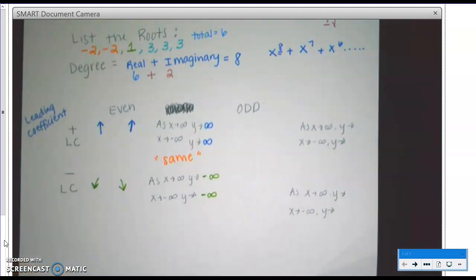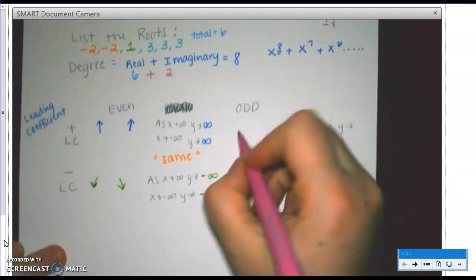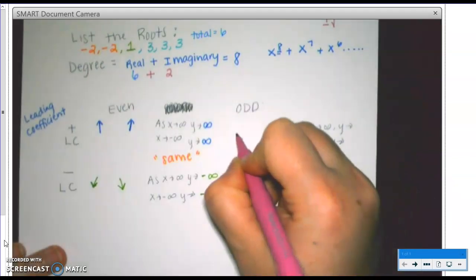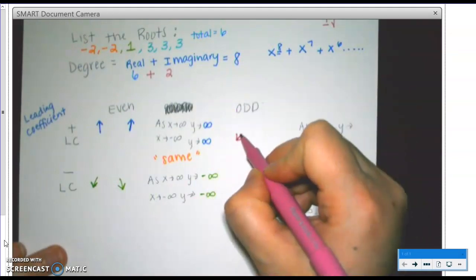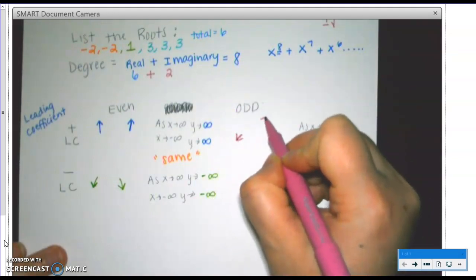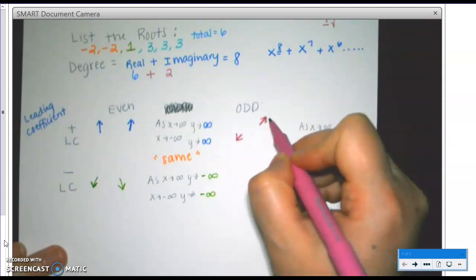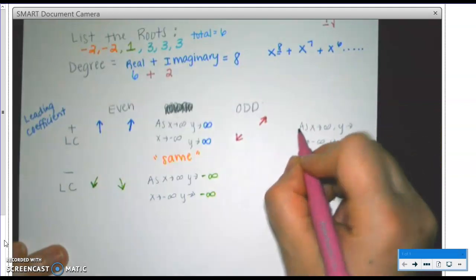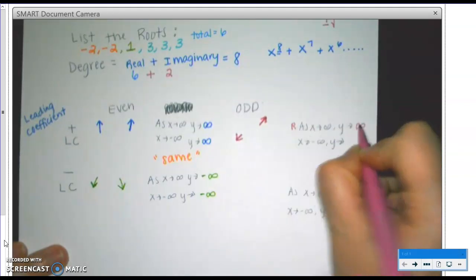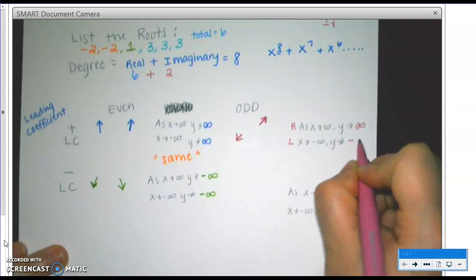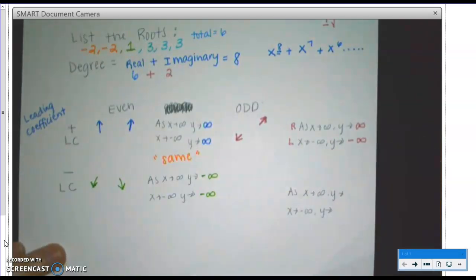All right, odd will obviously look a little bit different. So odd, if it's a positive leading coefficient, the left arrow will be down and the right arrow will be up. So if you connect the arrows, it looks increasing. So the right arrow is up, the left arrow is down. All right, and again, the middle could be doing whatever. This only helps us with what the arrows are doing.